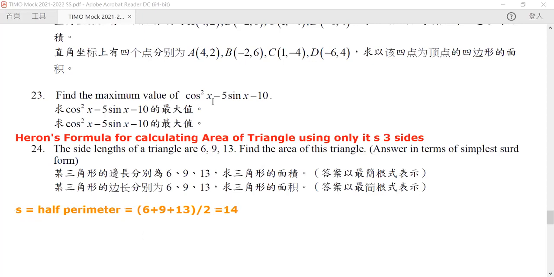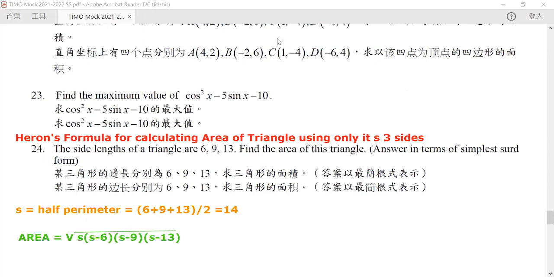Now, once we get this number, we can use our formula. The formula is like this. The area of a triangle is equal to the square root of s multiplied by s minus one of its lengths, multiplied by s minus another length, and finally s minus our final length. Then we take the square root of the whole thing. This is our area.